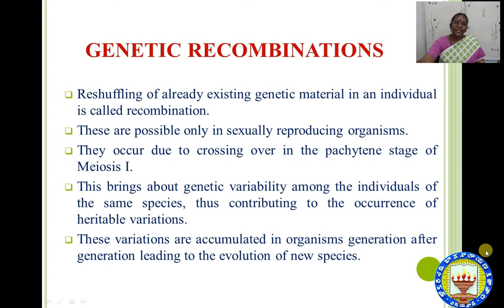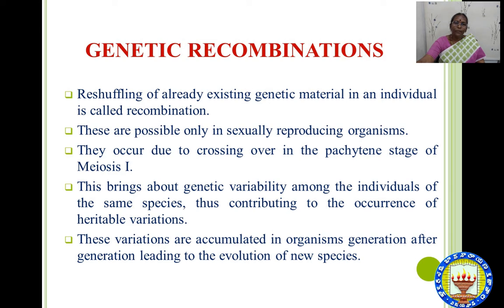The third basic factor is genetic recombination. You know what recombinations are? These generally occur in sexually reproducing organisms, and they occur due to crossing over of the chromosomes. You can say that reshuffling of already existing genetic material in an individual is called recombination.